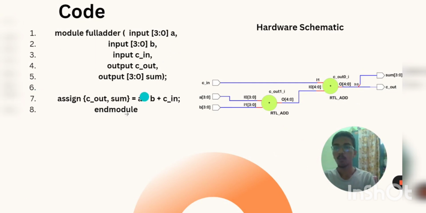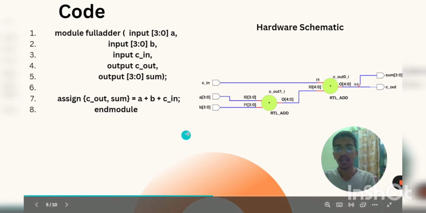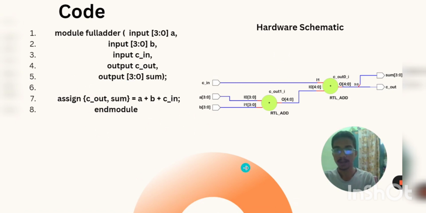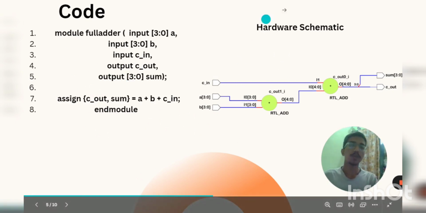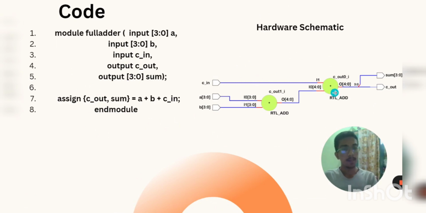So we have given the name module full adder. We have given the input [3:0], meaning 3 down to 0. Input A, input B, C in and C out. Here we have three inputs and two outputs. You can see here A is input, B is input, C in is input, and the outputs are C out and sum out. And we have assigned A plus B plus C in, end module. Here we have given the module a name. After we write this code, we get the hardware schematic as the output, which we will get at first. So here is the hardware schematic diagram.